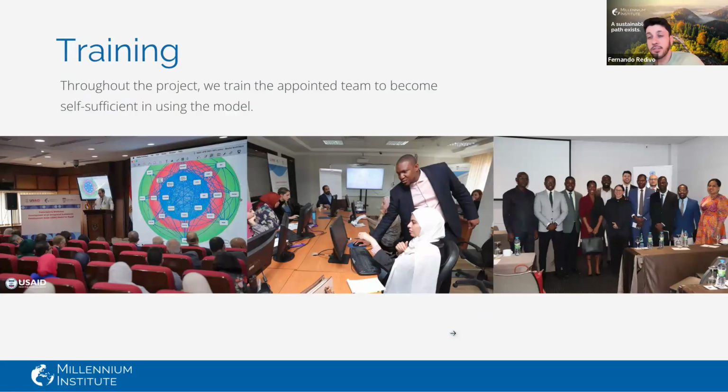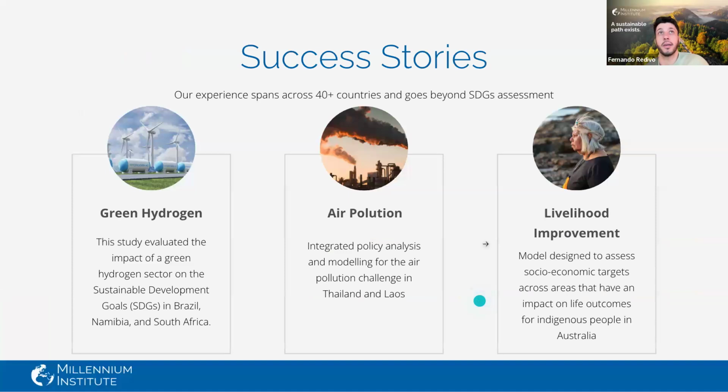Throughout these four steps that I just presented, we focus on training. The government usually appoints a technical team to work with us, and we go through a training process. So the team learns how to use the model once the Millennium Institute is not there to work with the team. The team develops these skills to work with the simulator by themselves and eventually study the policies by themselves and influence decision making.